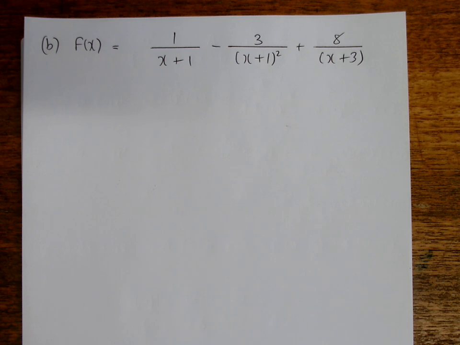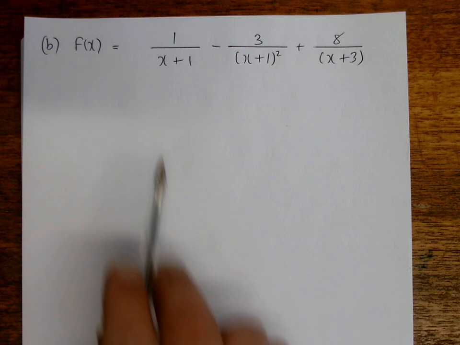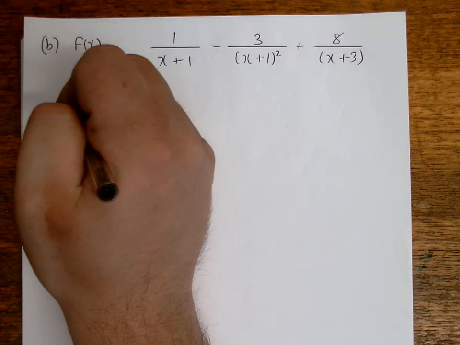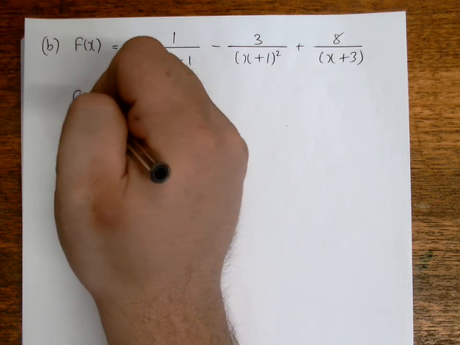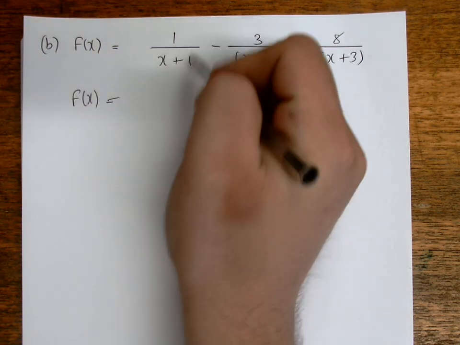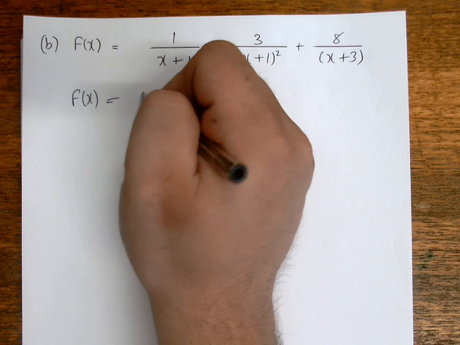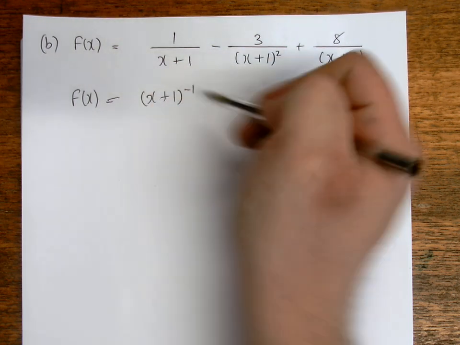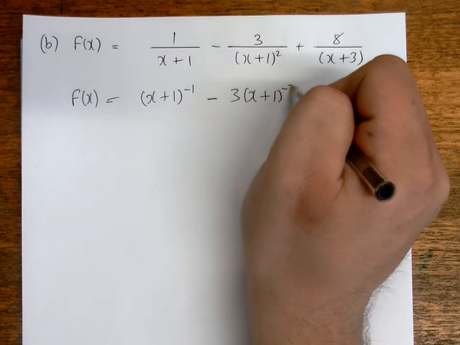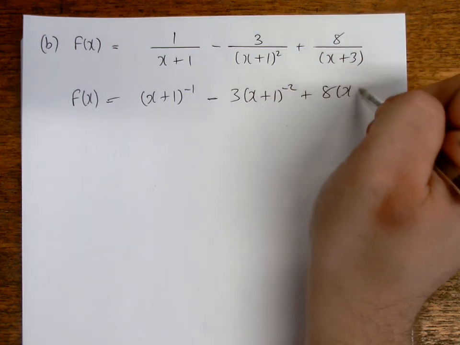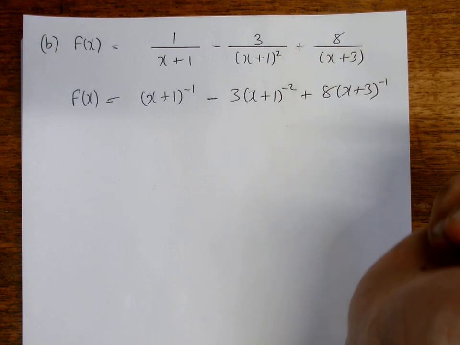For part B, we're asked to find an expression for f dash of x from our answer from A. So there's my answer from A written out again. Remember, f dash of x is just dy by dx, isn't it? But before we do that, we need to rewrite it. We haven't got fractions here, so this will be (x plus 1) to the negative 1, this will be (3x plus 1) to the negative 2, and this will be to the negative 1 there.